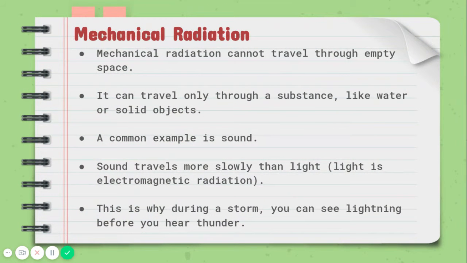Mechanical radiation. This type of radiation cannot travel through empty space like electromagnetic radiation. It can only travel through a substance, like water or solid objects. The most common example of this type of radiation is sound. Sound travels more slowly than light. This is why during a storm, you can hear lightning before you hear thunder.